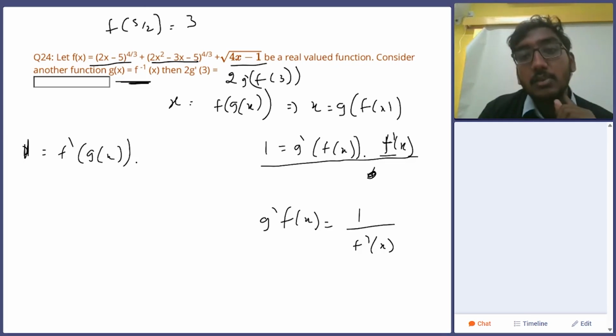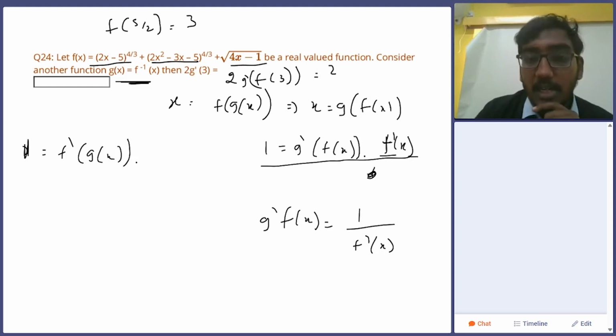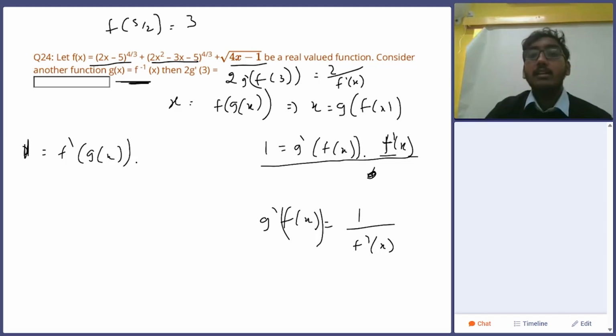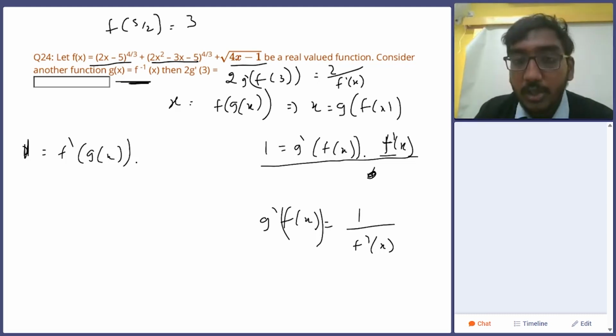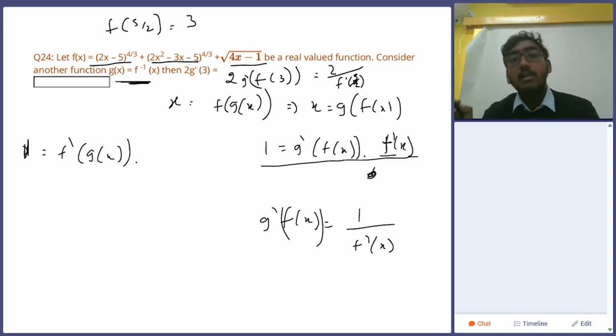And g dash of f x is the same as 1 by f dash x. So it will be 2 by f dash of x, at what value? When you got f of 3, x is 5 by 2, so you put 5 by 2 here also. So it will be 2 by f dash of 5 by 2.